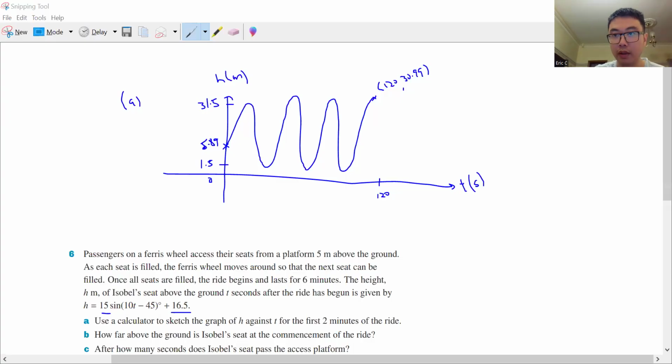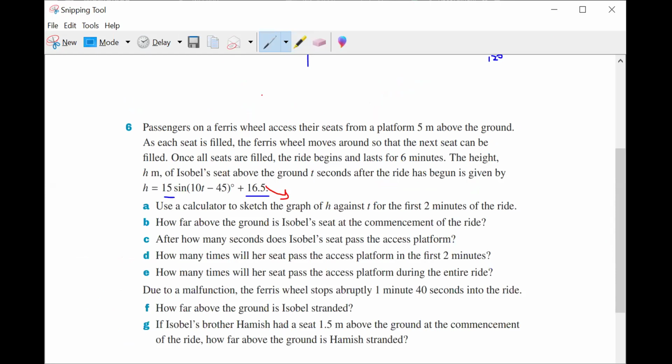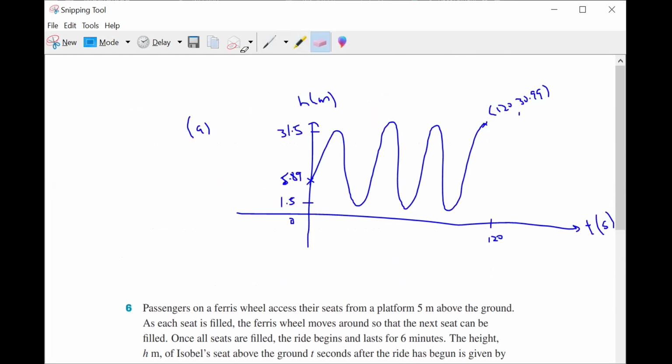120 and then 30.99. So if we jump back to our graph here, let me just quickly share this again. Okay, so you can see there the y-intercept is at 5.89 here. And then our endpoint. So our y-intercept is here, 5.89. And then our endpoints at 120 and 30.99. So that's basically our graph there.